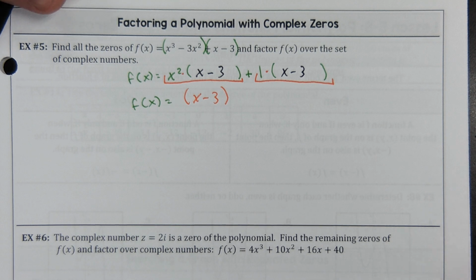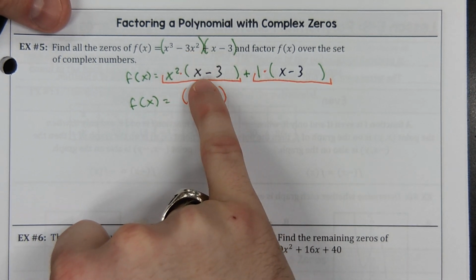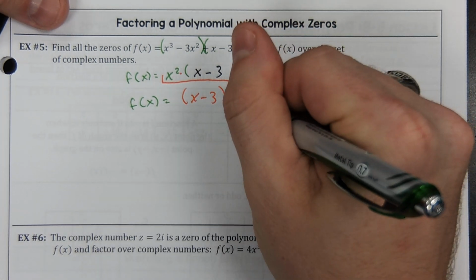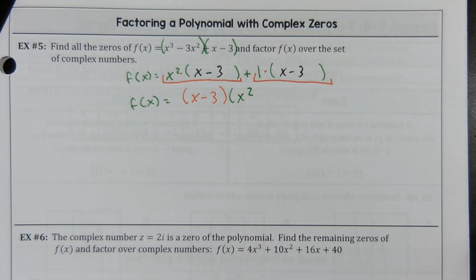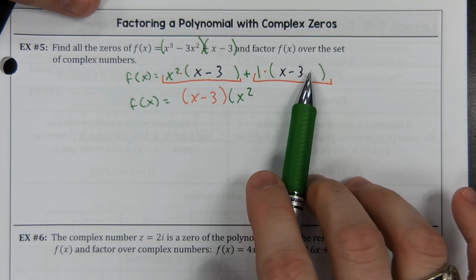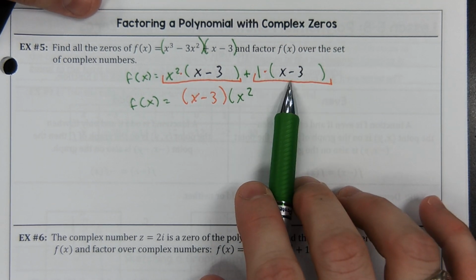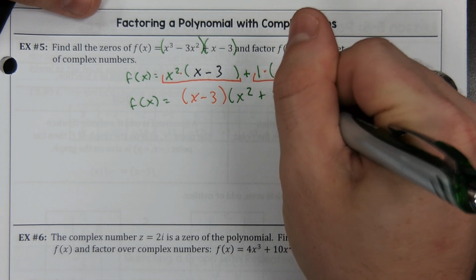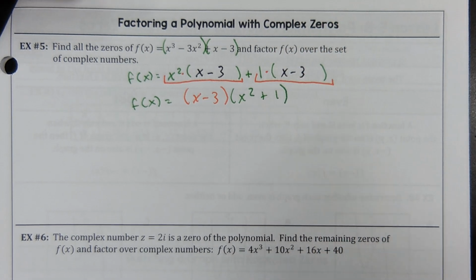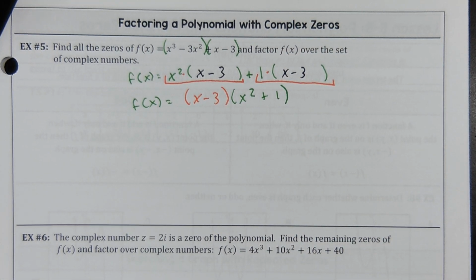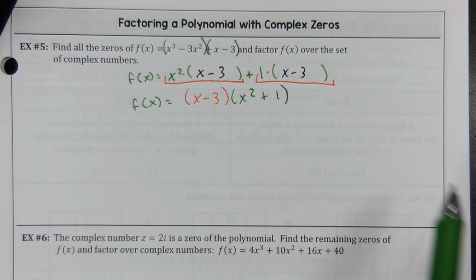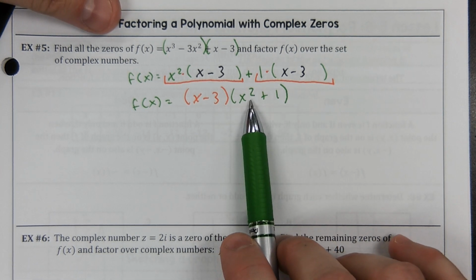Now when I divide the x minus 3 away from the first orange group, it leaves behind x squared. When I divide the second orange group by x minus 3, it leaves behind plus 1. We have successfully factored by grouping. And there it is. But this is not fully factored because there's an exponent on this x.